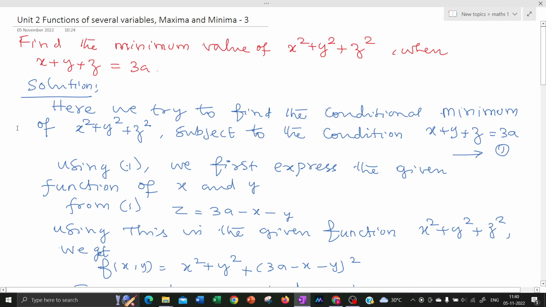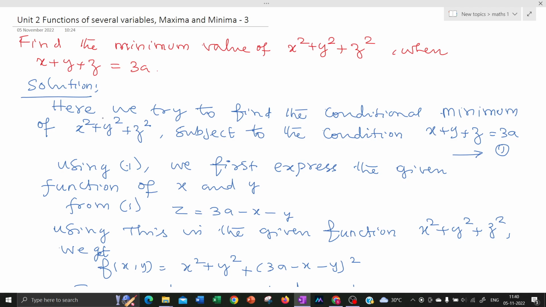Dear students, in this class we are going to discuss one problem in maxima and minima in Unit 2, functions of several variables. See the question: find the maximum value of x squared plus y squared plus z squared when x plus y plus z equals 3a. So here a condition is given, that is x plus y plus z equals 3a. We can see the solution for this.